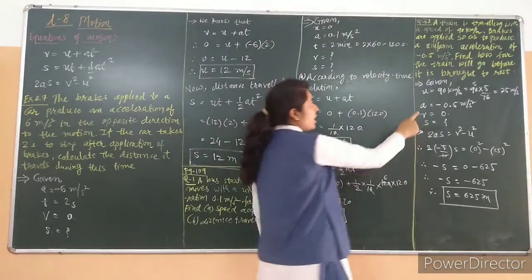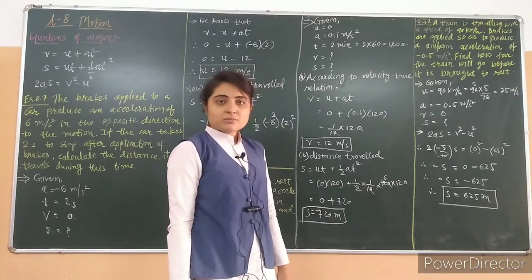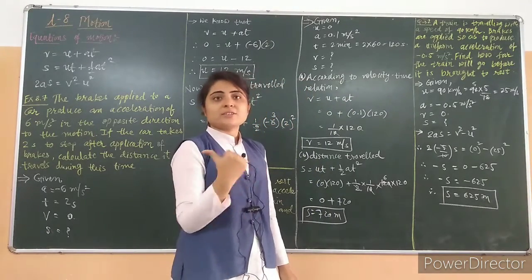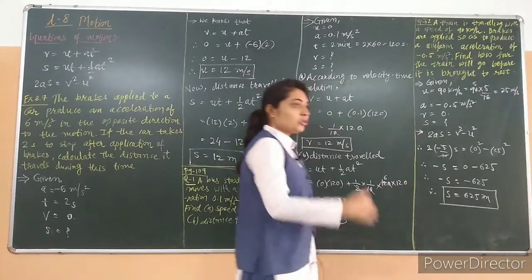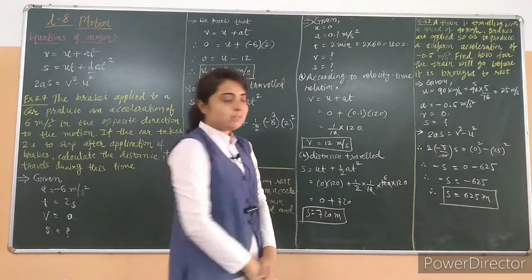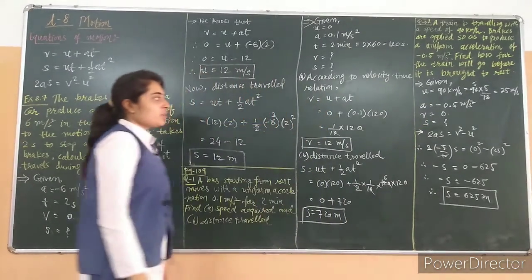Very simple. Acceleration is given as negative 0.5 meter per second square. You know why it is negative? Because acceleration is in the opposite direction. V is 0 because it is finally brought to rest. And s we need to find. So which equation can we use?